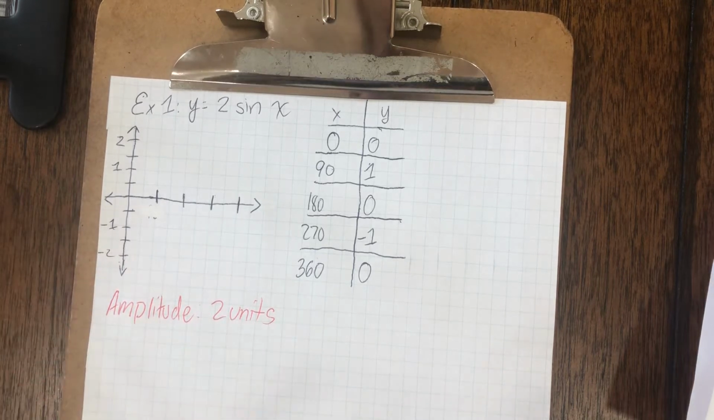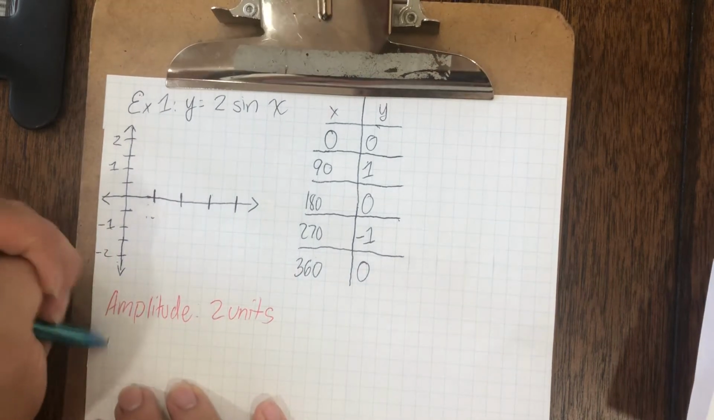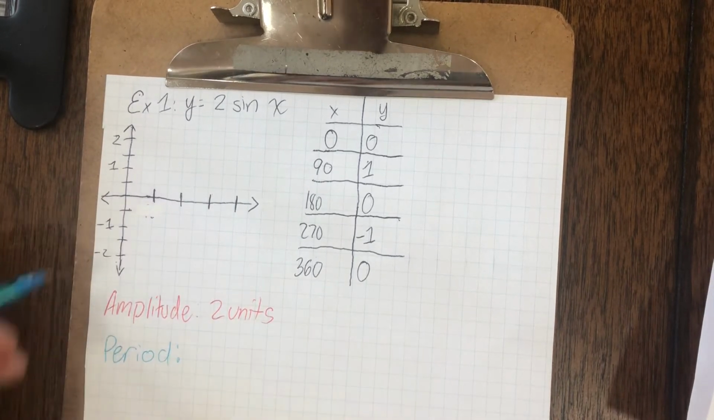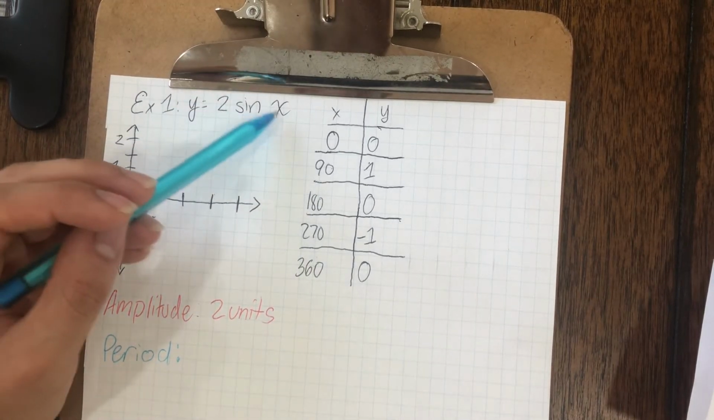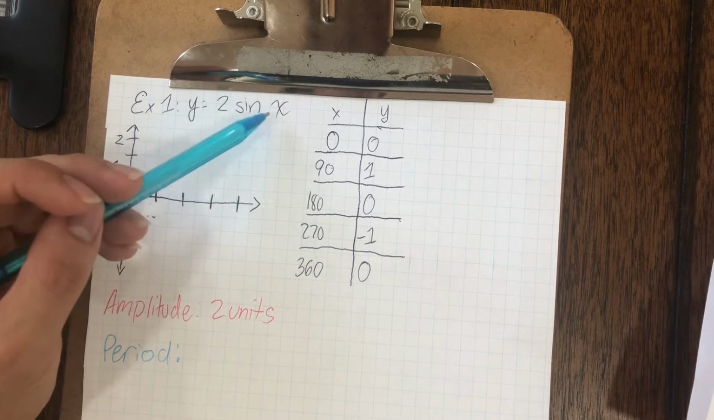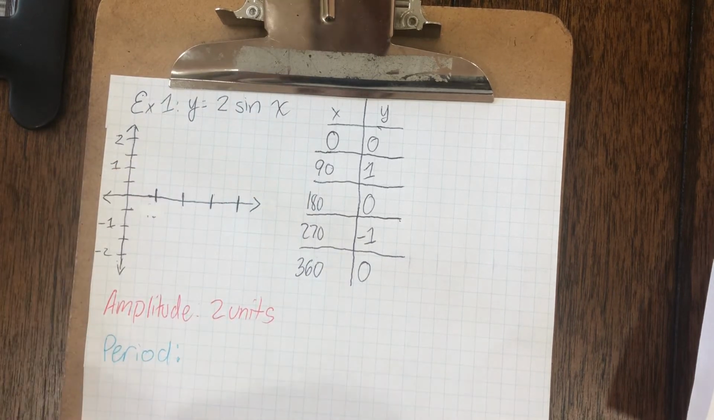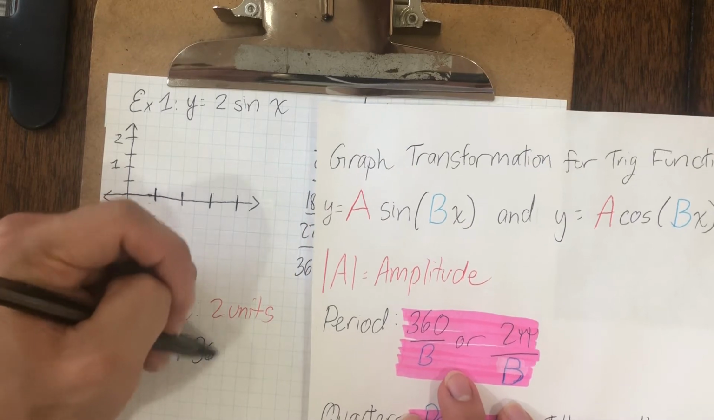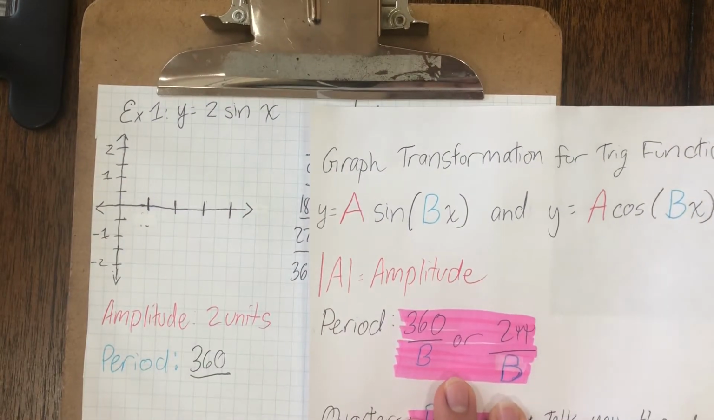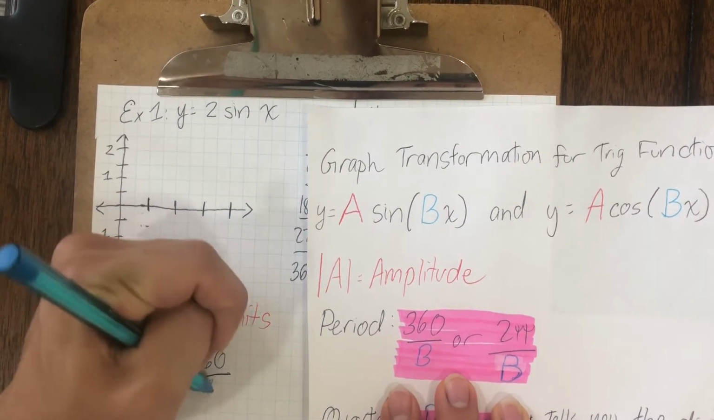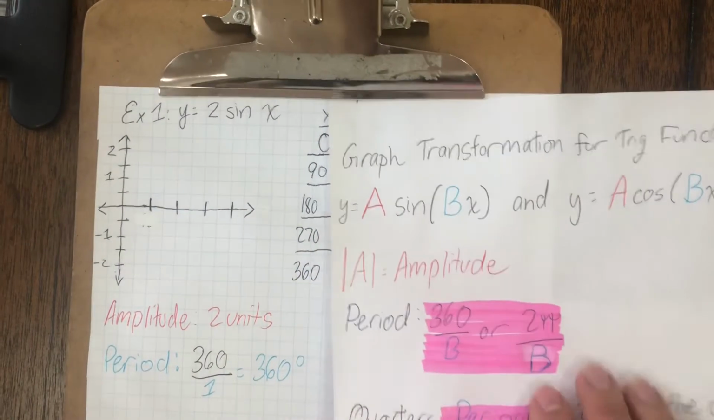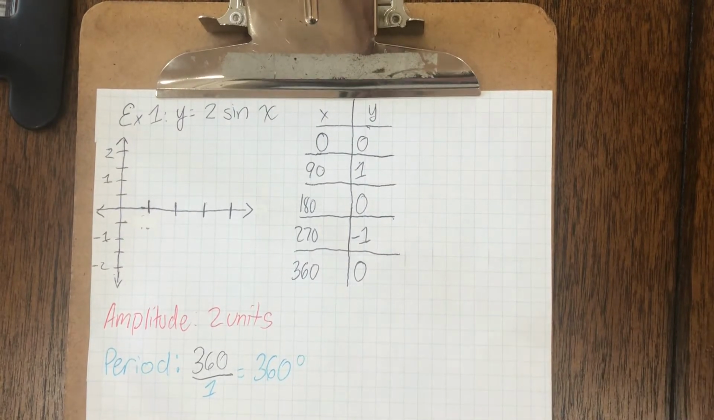And then we're going to calculate the period. There is no number in front of x, so that means my b is just going to be 1. So I'm going to take 360 degrees. We're going to be working in degrees for this video. And I'm going to divide it by 1, and I still get 360 degrees. Perfect. Now let's figure out the quarters.